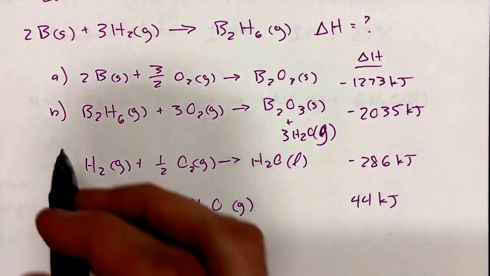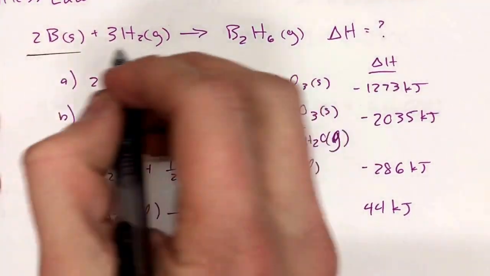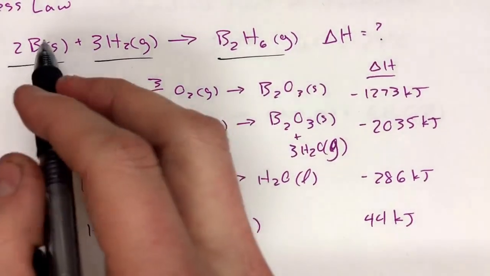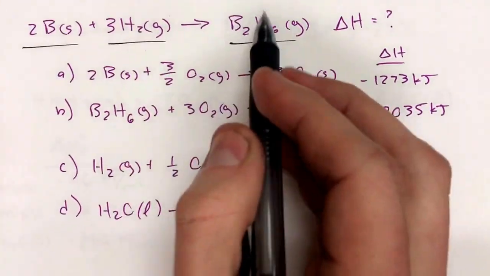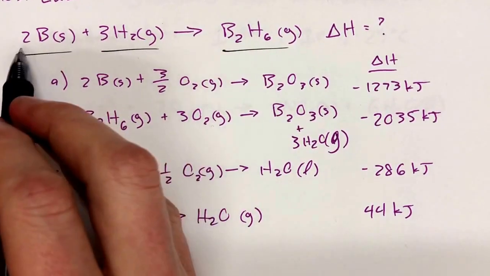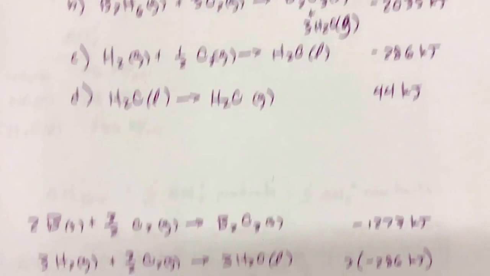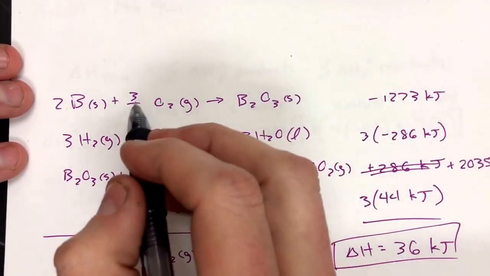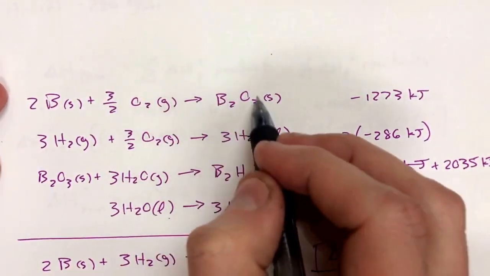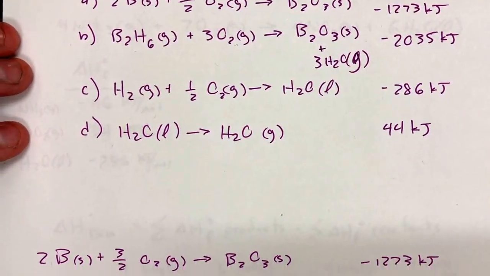So the way I like doing this is if you just build your reaction, and by that I mean just focus on the parts of the reaction that you need. So for the beginning, we need 2B solid. So we would use A. So I'm just going to write down here, 2B solid plus 3 halves O2 gas reacts to form B2O3 solid. And the delta H for that reaction is negative 1273 kilojoules.